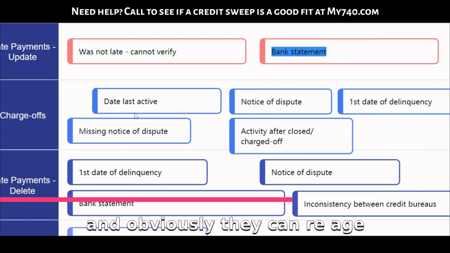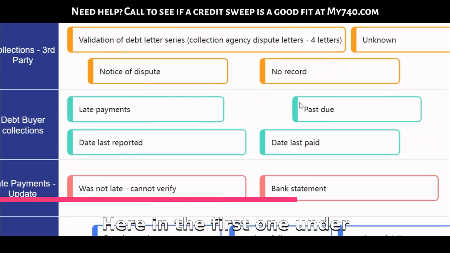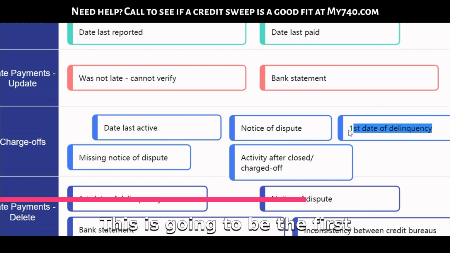And obviously they can re-age these dates to screw with your life. Okay, notice of dispute, we went over that up here in the first one under collection third party. But if they, being the bureaus, don't put the notice of dispute on the account within 30 days from the date they received your first dispute, then they're in violation of section 623. First date of delinquency. This is going to be the first date that you were late.